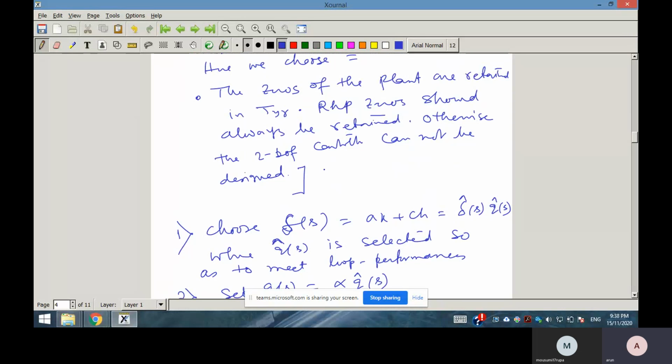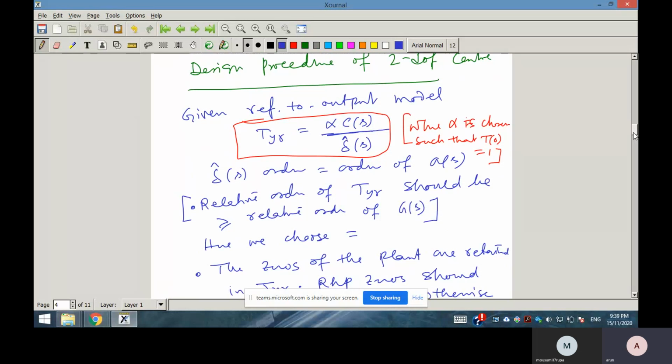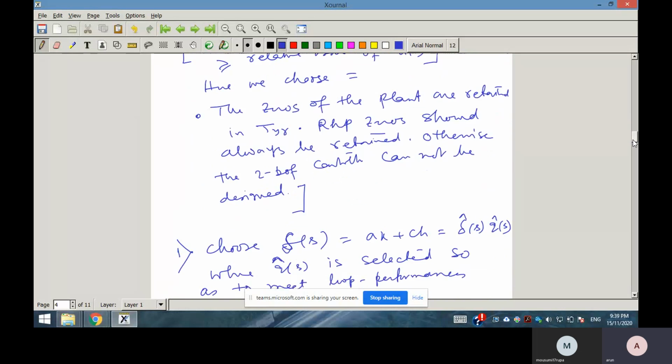In a feedback loop, unstable pole zero cancellations should not happen. If it happens, then the system will become internally unstable. The input output response, reference input to output, may look stable, but some internal signal may diverge. So that's why the RHP zeros should be retained. In fact, here I have retained the total C(s), not only RHP zeros, the stable zeros of the plant also.